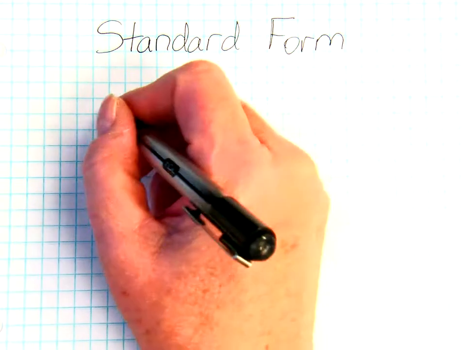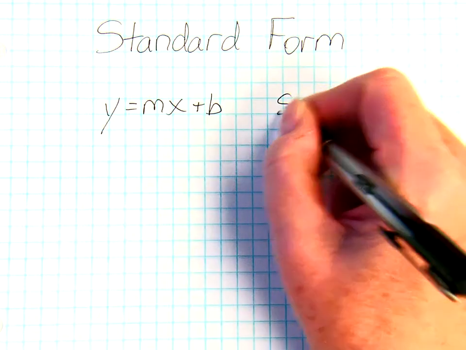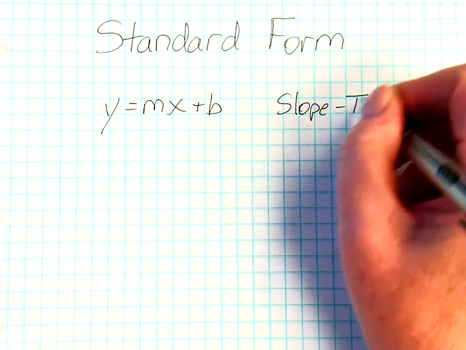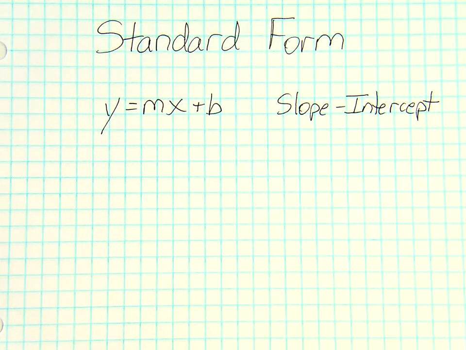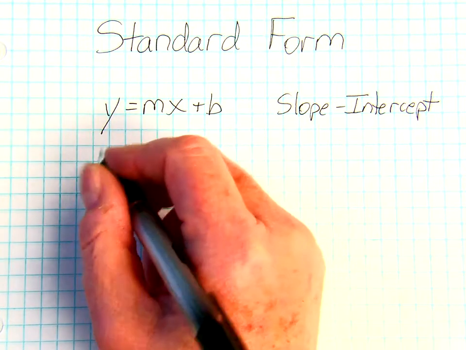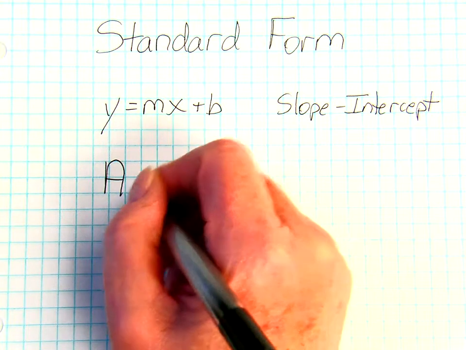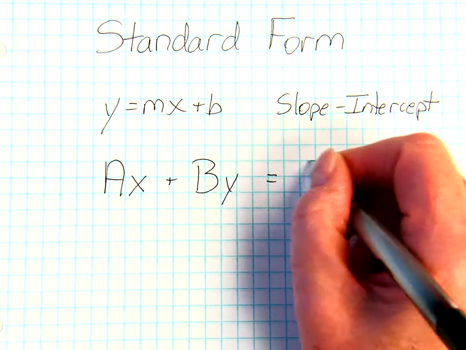Okay, so today we're going to talk about standard form of the equation of a line. Up until this point, we have looked at all of our lines in the form of y equals mx plus b, which is slope-intercept form. Now, we are going to look at the standard form of an equation, and standard form is in the form of Ax plus By equals C.